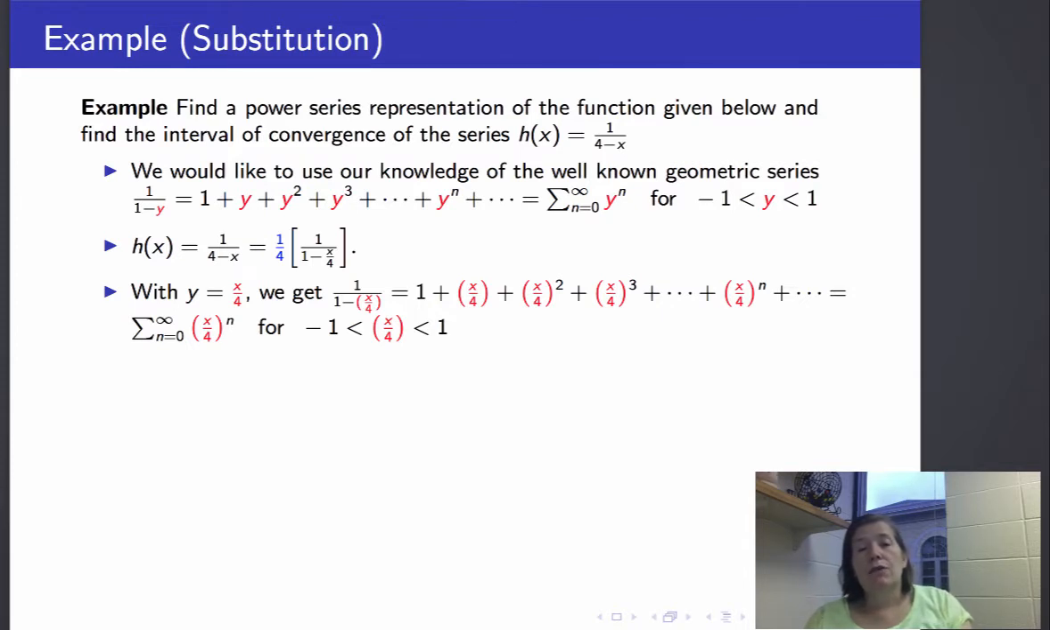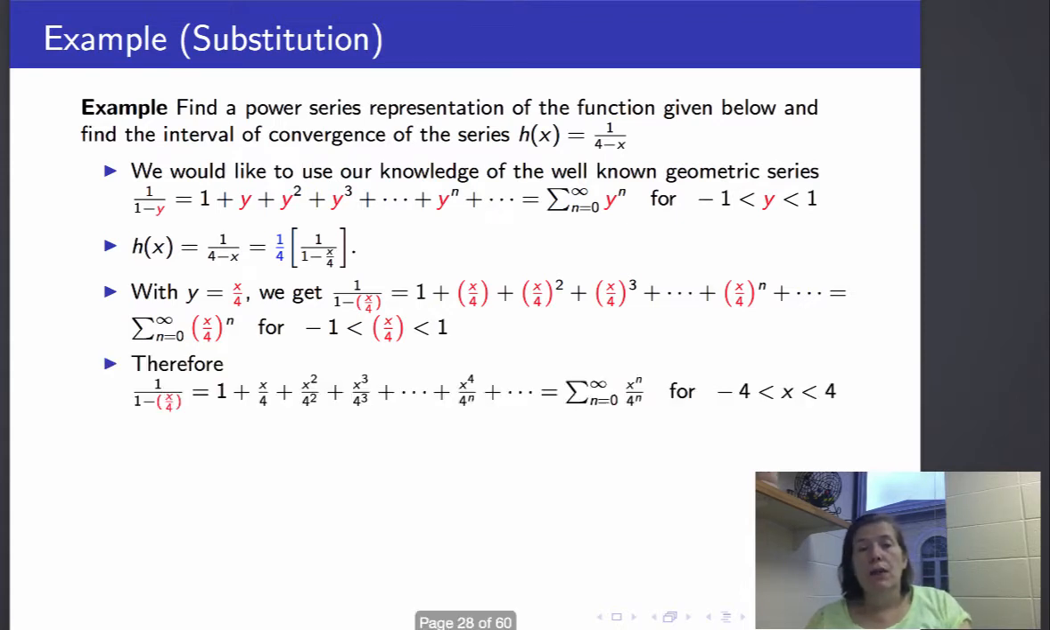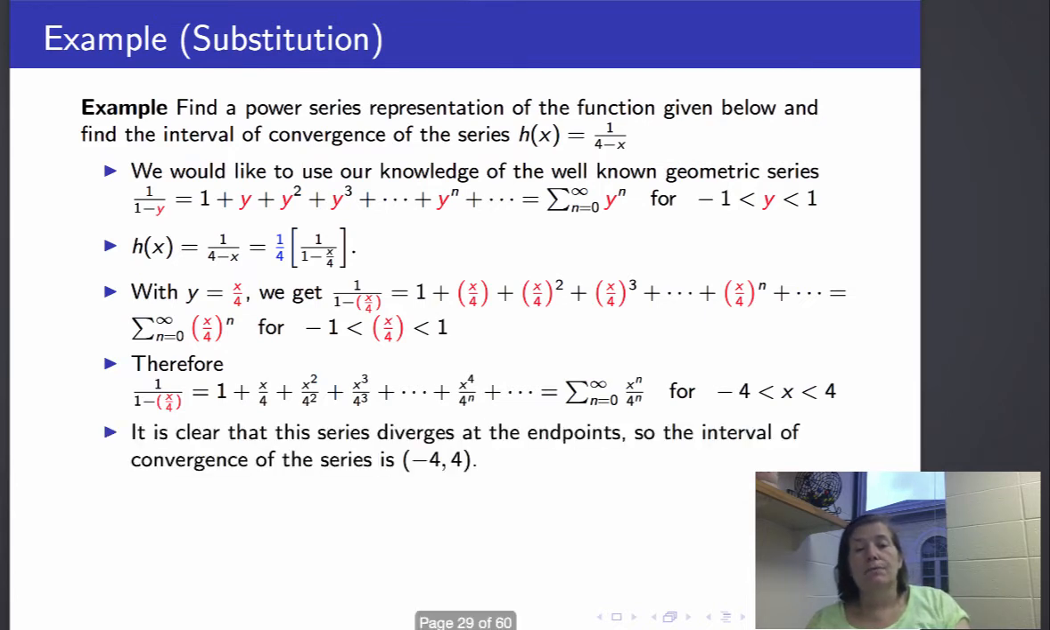which is the sum of x to the n over 4 to the n, whenever minus 1 is less than x over 4, which is less than 1. So this formula works for x values between minus 4 and 4. That's just multiplying those inequalities across by 4. And for x in that interval, I have 1 over 1 minus x over 4 is the sum from 0 to infinity of x to the n over 4 to the n.